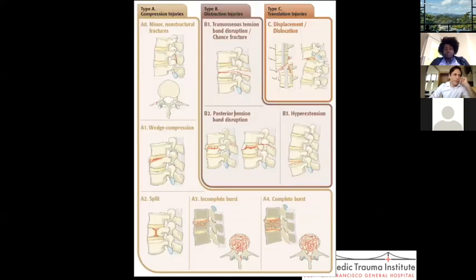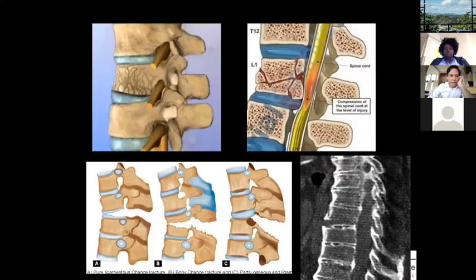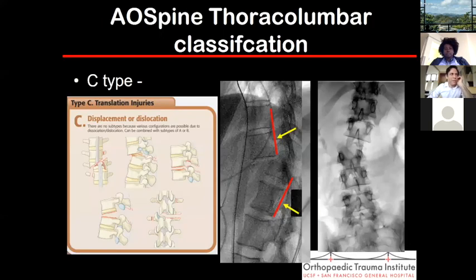And this is the image that they had for the classification system. It seems sort of busy, but really it's 9 different groups, and we can simplify this a fair amount. So we'll start with the C types, the really bad ones. These are ones where there's some sort of translation. So these are 3-column injuries where there's either rotatory or some translation, whether in the coronal plane or the sagittal plane. Because there are so many different patterns, we just group all of these as our C-type injuries.